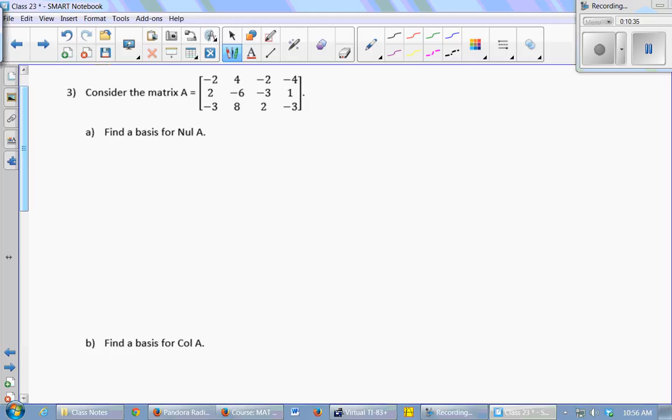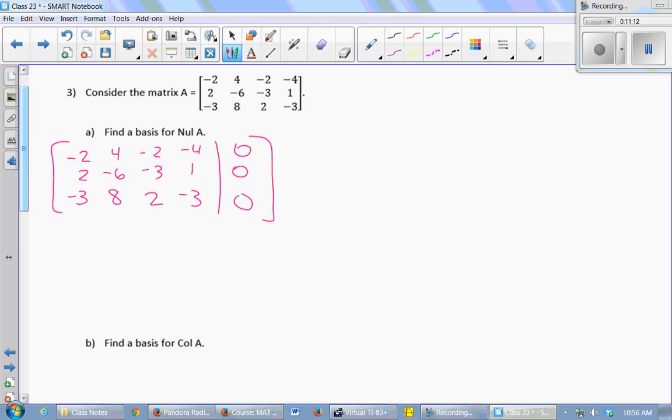Okay, so here's a matrix A. I want to find a basis for the null space of A. Last class we talked about how to find a spanning set for the null space of A. We want to describe all the elements in the null space. The null space is the set of all vectors that get sent to 0 by matrix multiplication. So I have to augment this thing with zeros, because I'm trying to figure out what vectors I multiply by A to get the 0 vector. That's the definition of the null space.